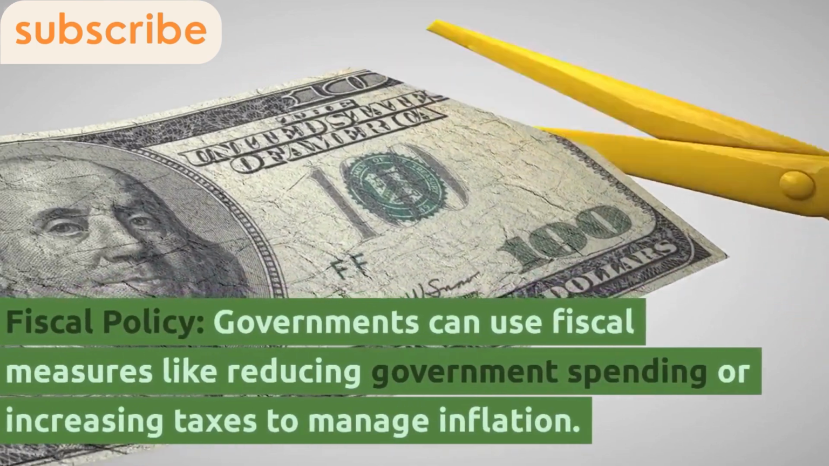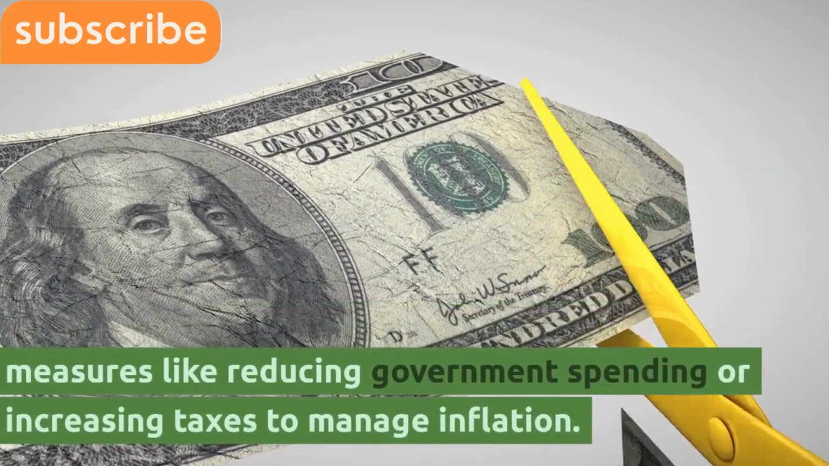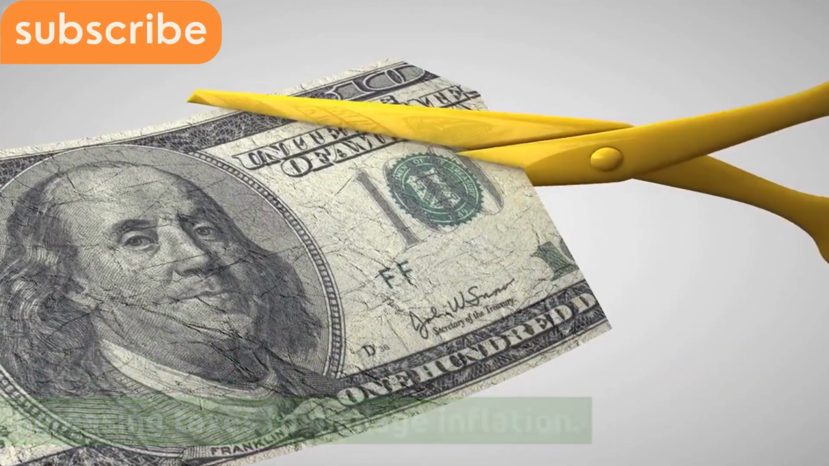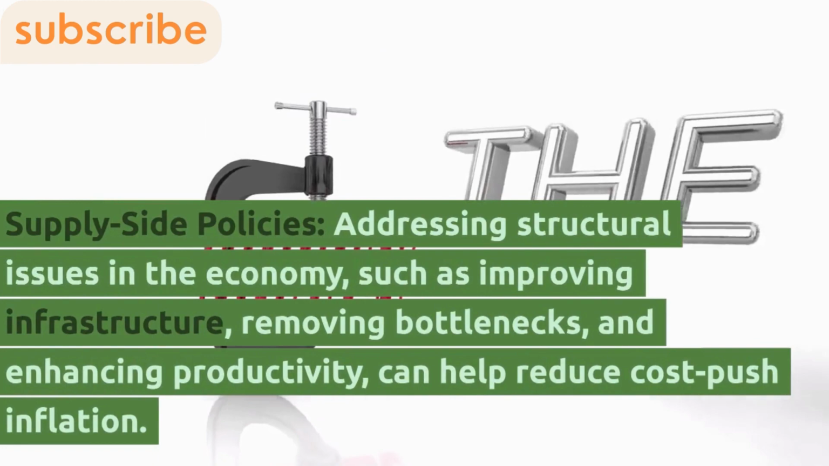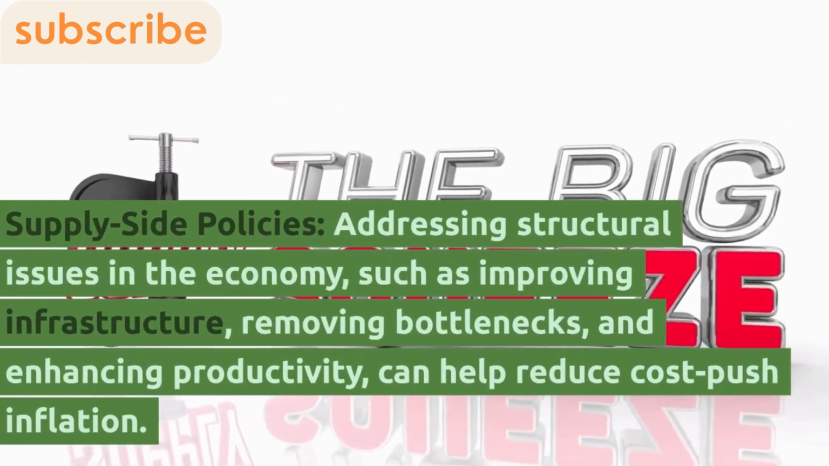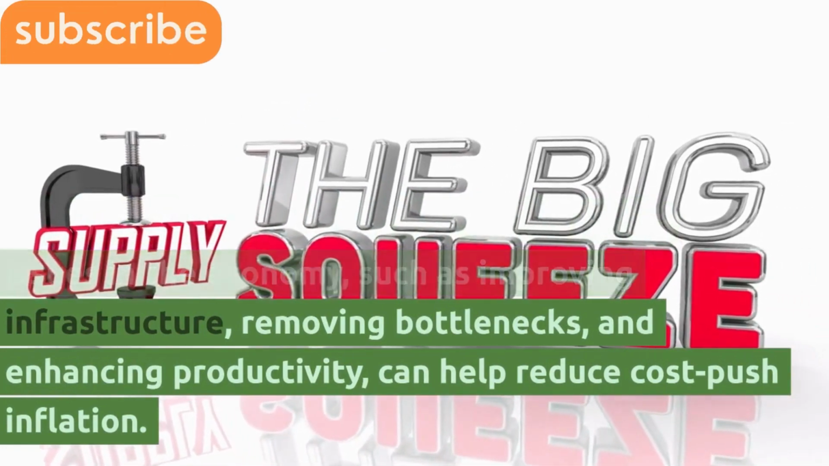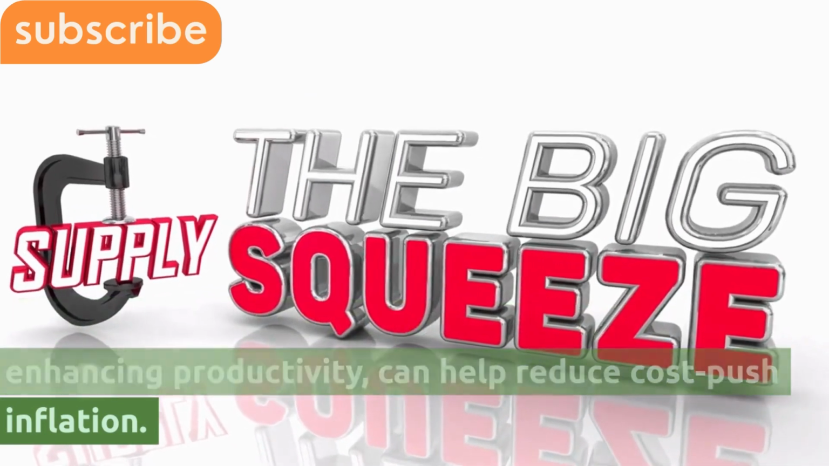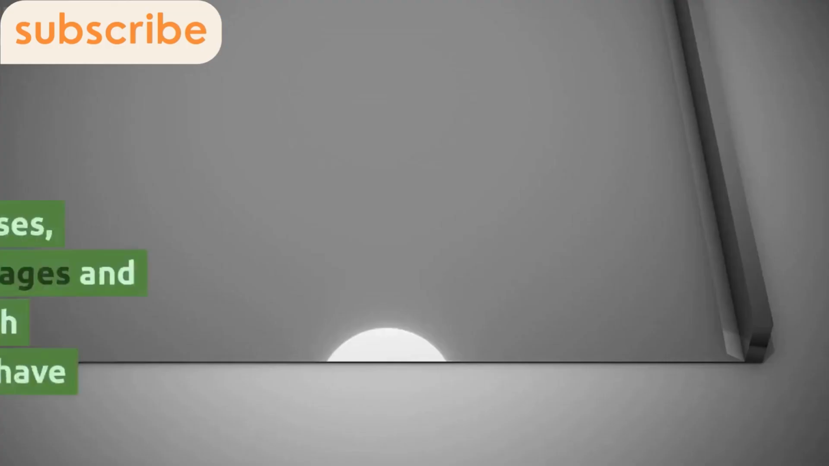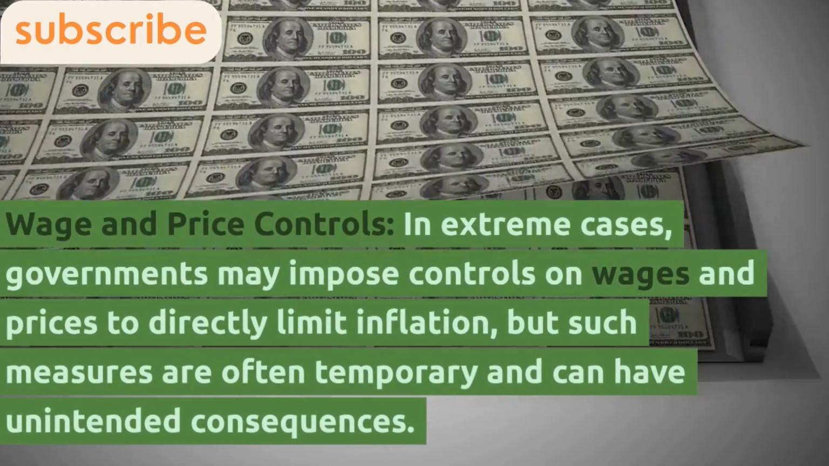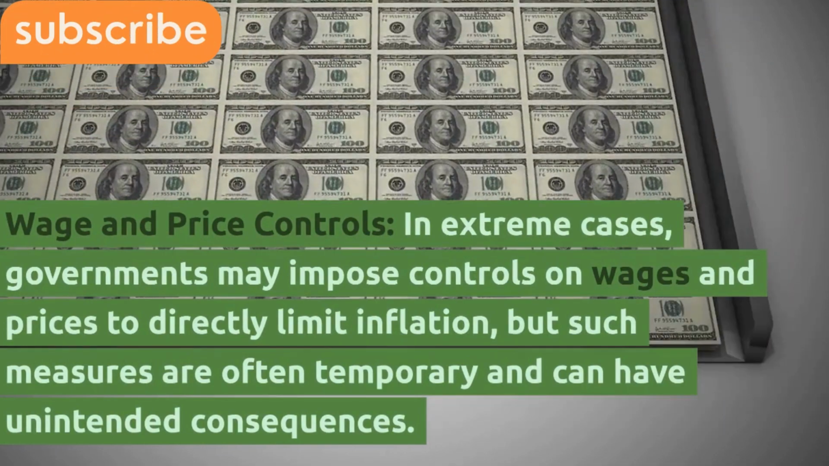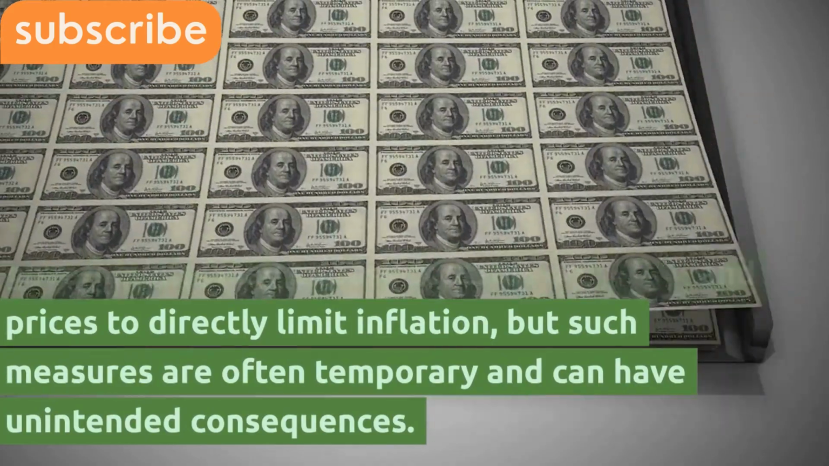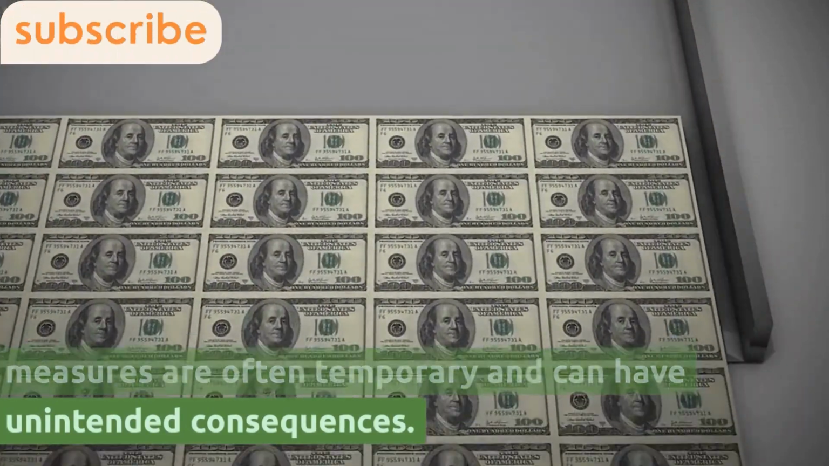Fiscal policy. Governments can use fiscal measures like reducing government spending or increasing taxes to manage inflation. Supply-side policies, addressing structural issues in the economy, such as improving infrastructure, removing bottlenecks, and enhancing productivity, can help reduce cost-push inflation. Wage and price controls. In extreme cases, governments may impose controls on wages and prices to directly limit inflation, but such measures are often temporary and can have unintended consequences.